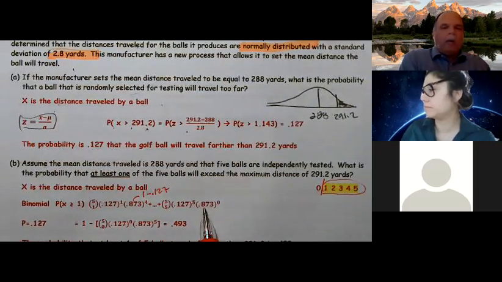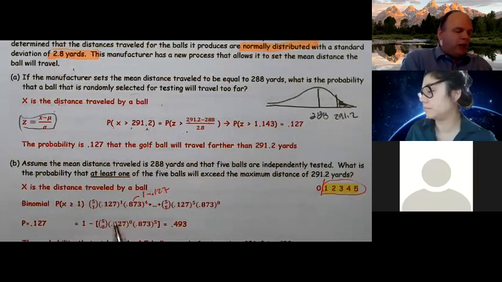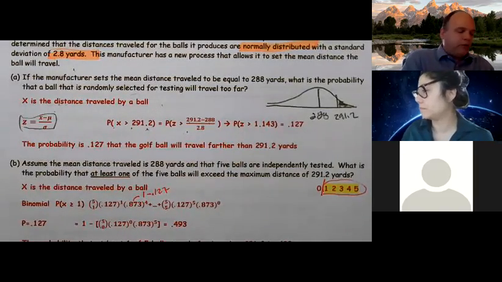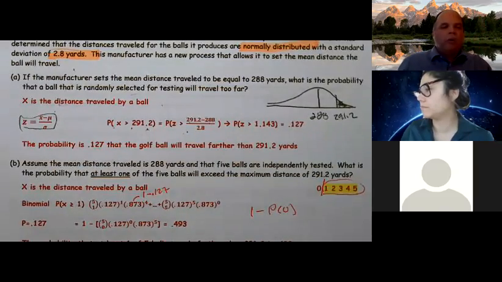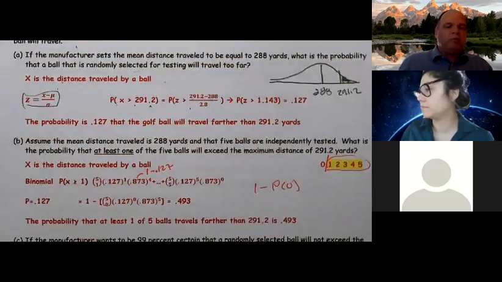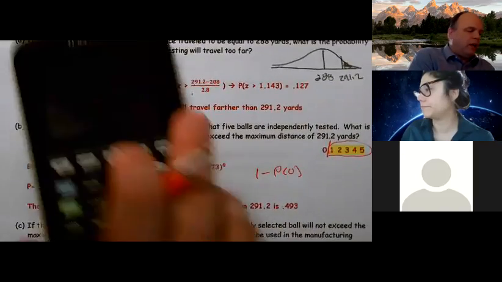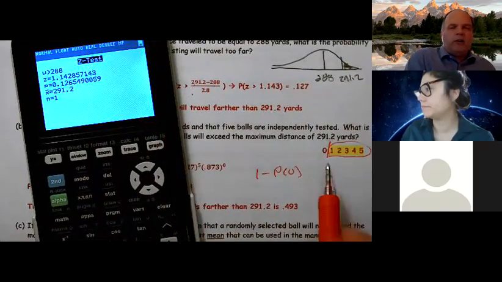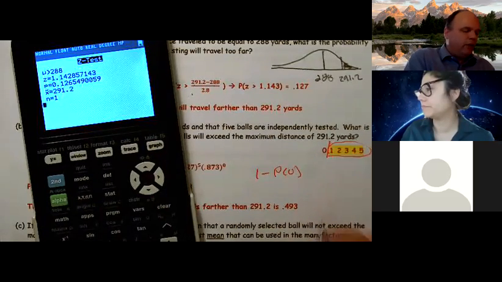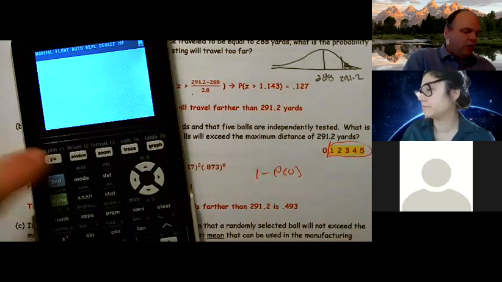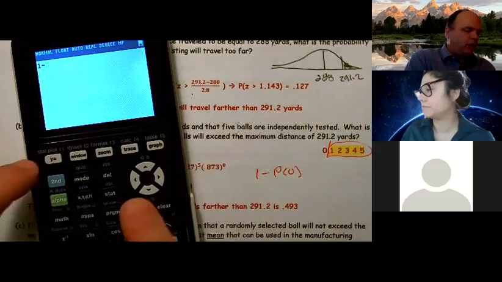Okay, now for calculator purposes, or actually for work shown as well, I can subtract out what I don't want, which is 1 minus the probability of 0. And that's actually the way I'm going to approach this on the calculator. Otherwise, I have to do a sum of the PDFs of 1, 2, 3, 4, and 5. So here we go. 1 minus second vars.